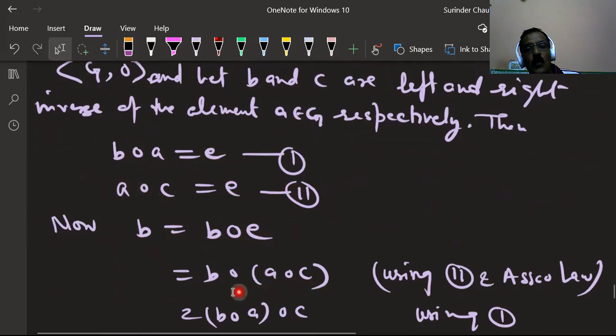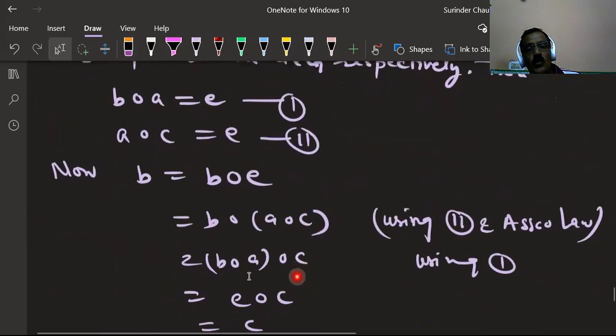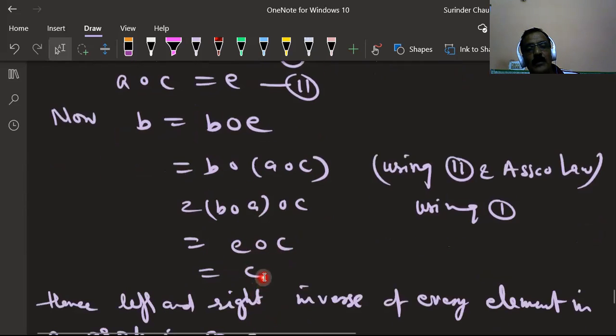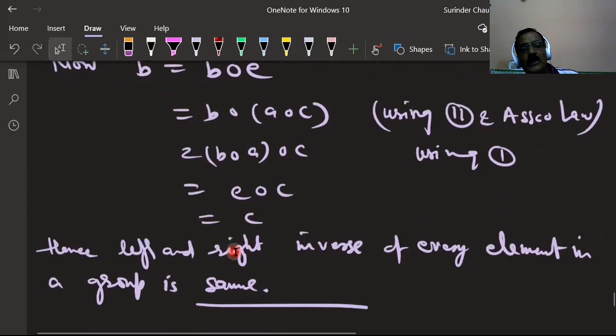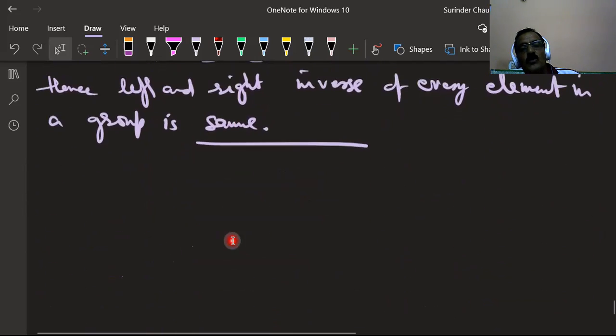Similarly, now B composition with A composition with C, by the associative law, holds true. So B composition A composition C: from the first equation, B composition A is equal to E. E composition C is equal to C because E is the identity element. So this comes to B is equal to C. We supposed that the left inverse and right inverse are different, but they come out the same. This implies the left and right inverse of each element in a group are the same.